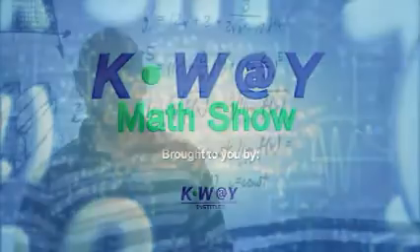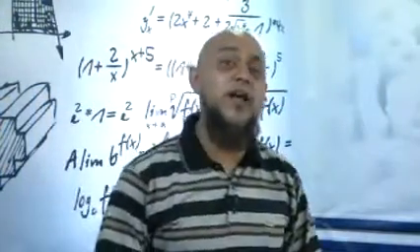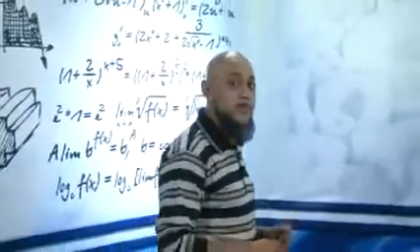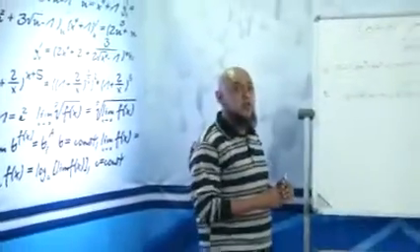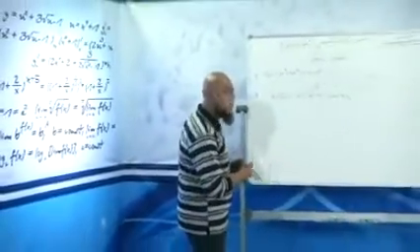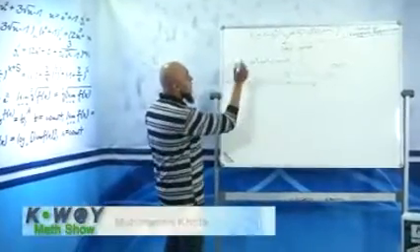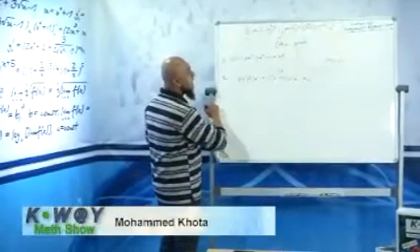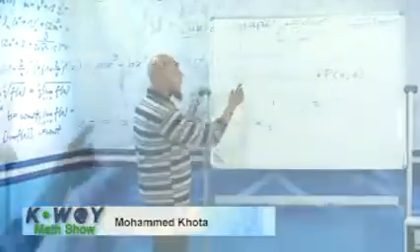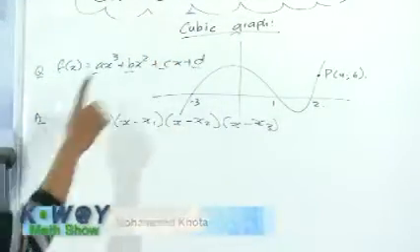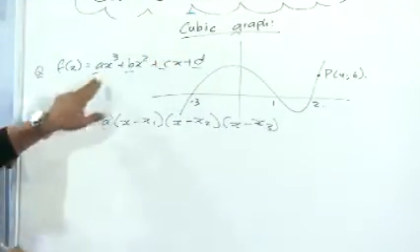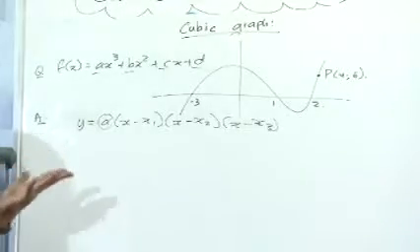Boys and girls, welcome back from the ad break. Welcome back to the K-Way Math Show with me, your host, Mohammed Kota from the K-Way Math Institute here in Johannesburg. Now, we cut off before the break giving you this question saying determine the equation of this function. Find a, b, c, d. It's worth about 10 marks.